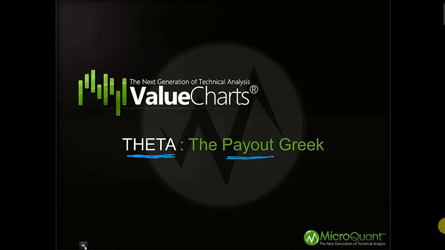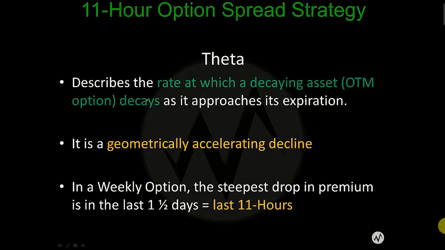Theta, again, is an aspect of the price of the option. That's why we call it a Greek. It's part of a formula that describes the rate at which a decaying asset, in this case the out-of-the-money option spread that we sold, decays as it approaches expiration. Remember, how long do we have till expiration? 11 hours. So what you are taking advantage of is a geometrically accelerating decline.